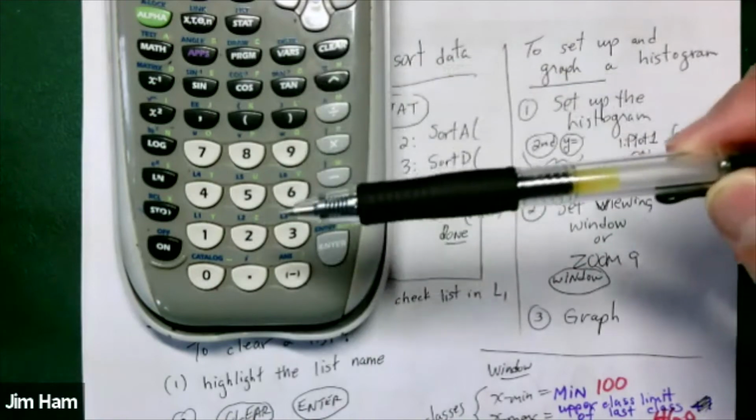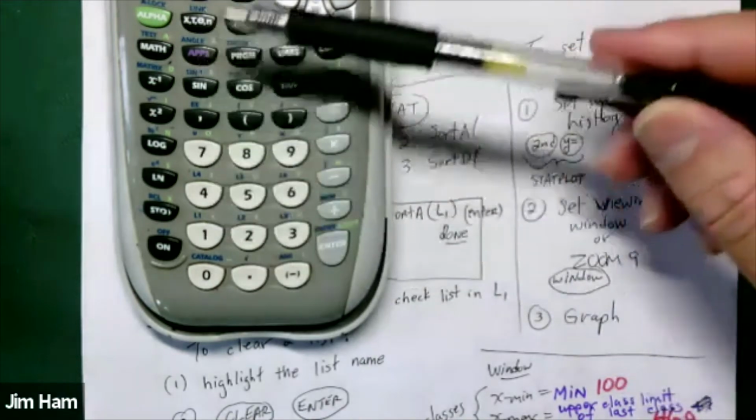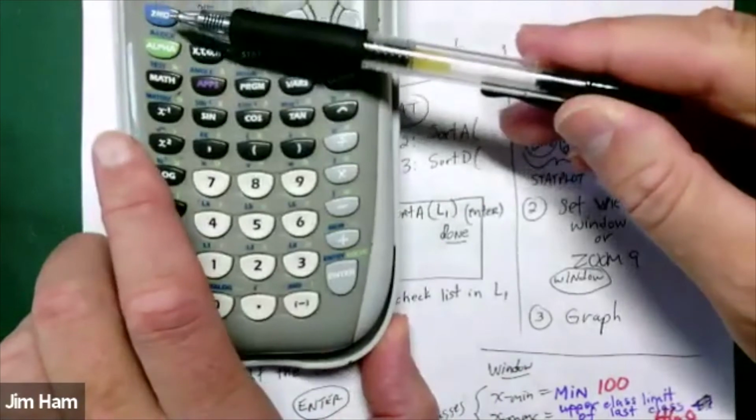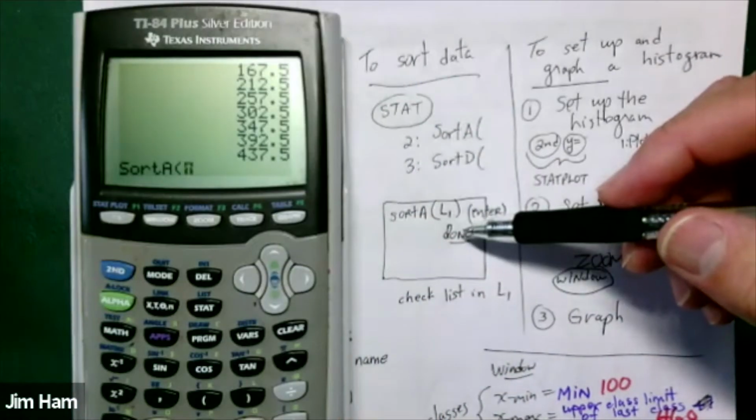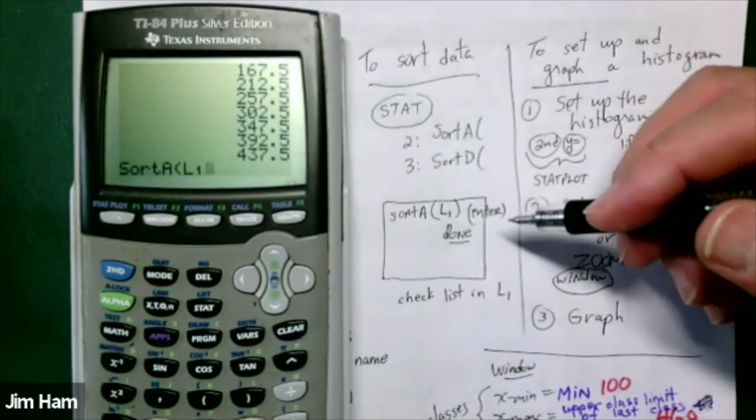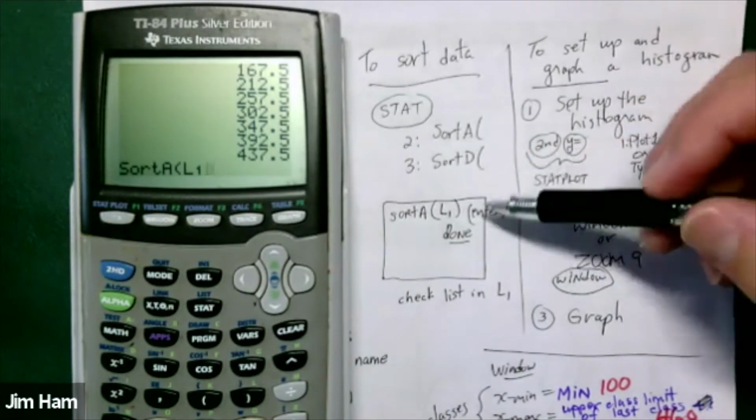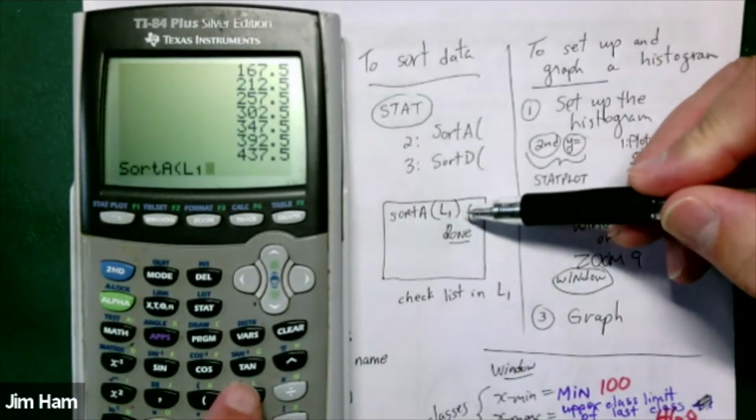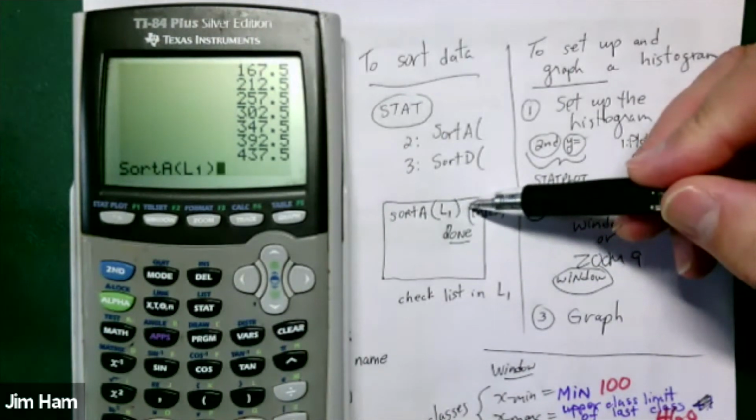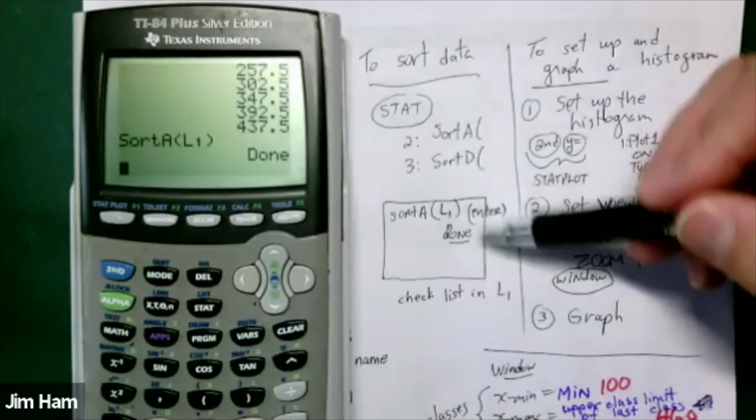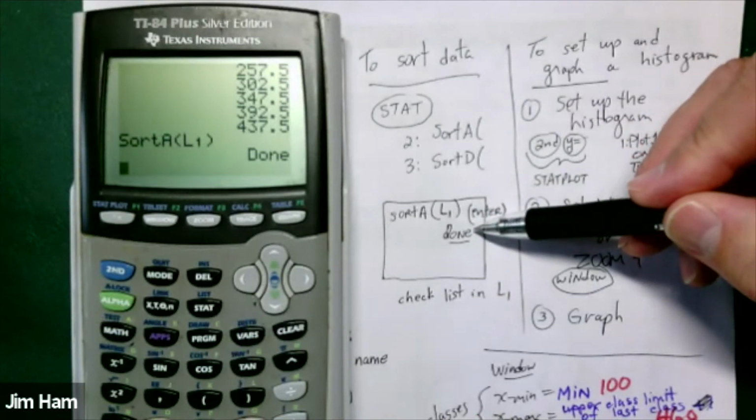Now, to get the blue L1, you need to hit the blue second key here. So I'm going to hit second, and then the number 1, and that gives me the variable L1. And then this tells me I want to sort L1. You can close off the parenthesis if you like, and then to execute the sort command, hit enter. Nothing interesting happens, but the calculator does say done. That is, I sorted your data for you.